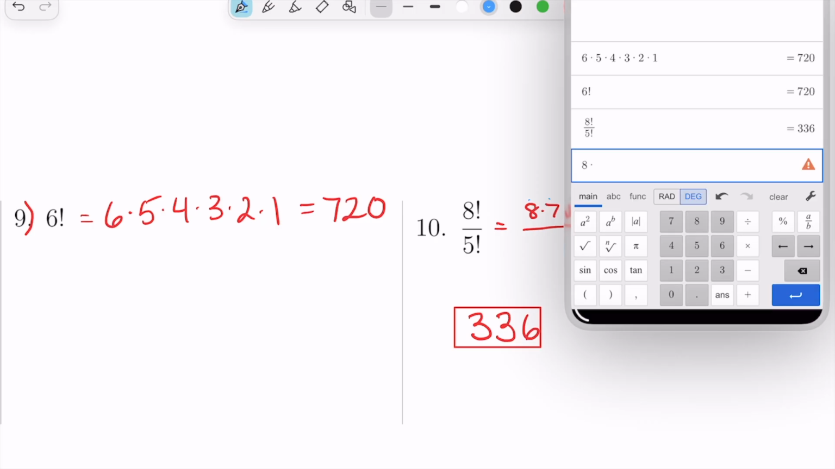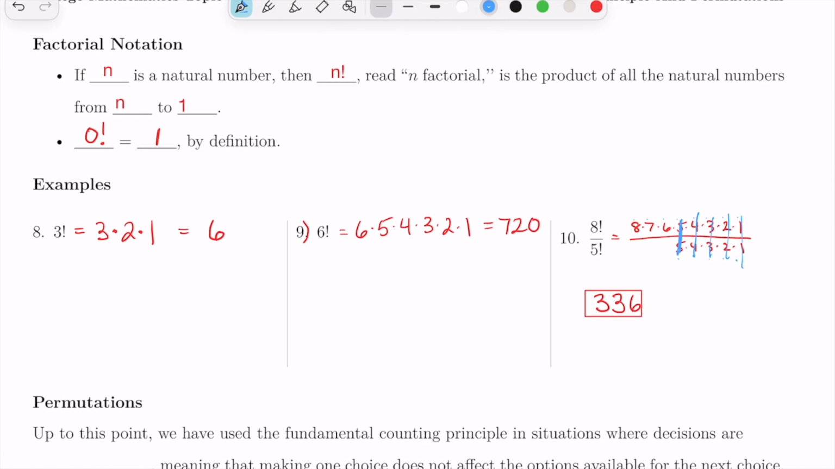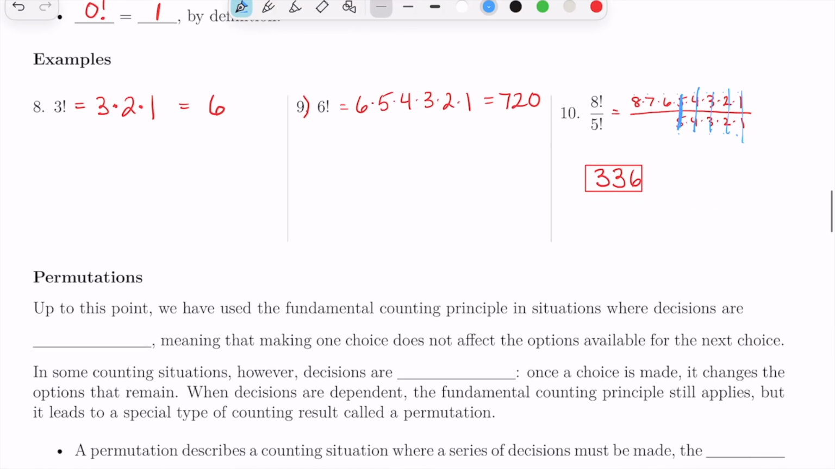8 times 7 times 6. Yep, still get the same thing, 336. So if you didn't have a calculator, we could still do that. I realize I still multiplied it on the calculator. This little idea will come up in a little bit.